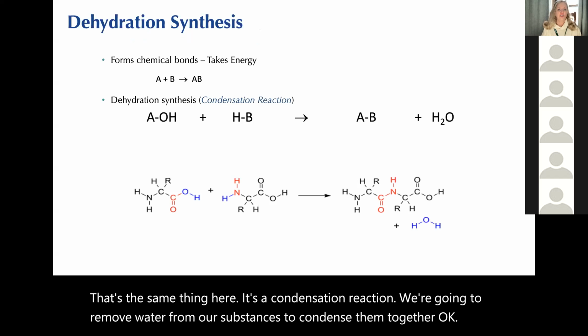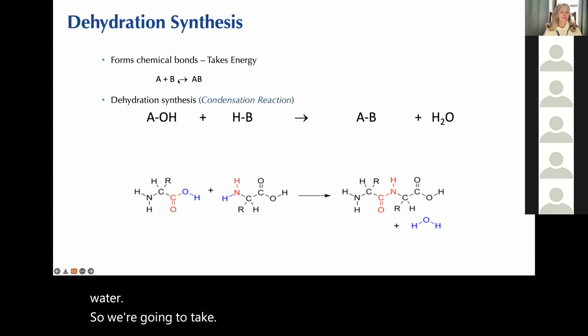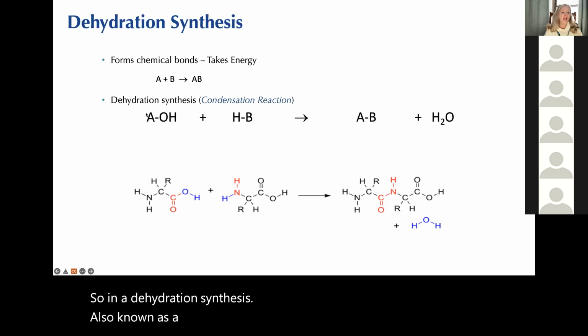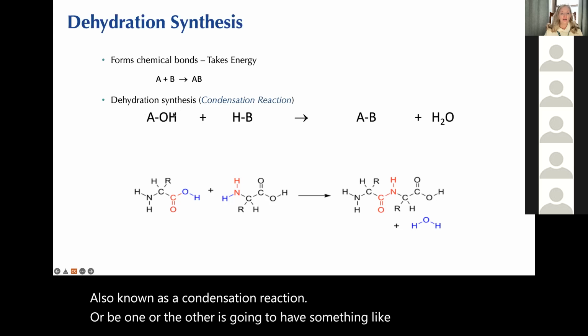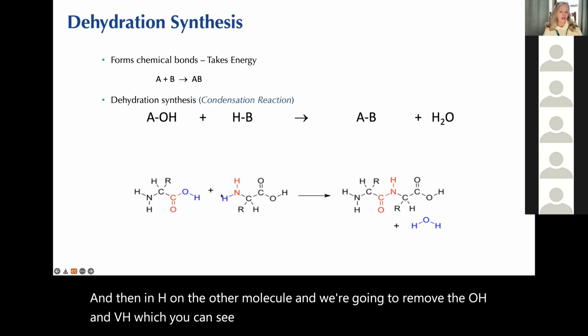Dehydration synthesis. Dehydration is another way of saying remove water. So we're going to take A plus B and combine them to make AB. In a dehydration synthesis, also known as a condensation reaction, A or B, one or the other, is going to have something like an OH on it, and an H on the other molecule. We're going to remove the OH and the H, which you can see is water, and form a new bond.